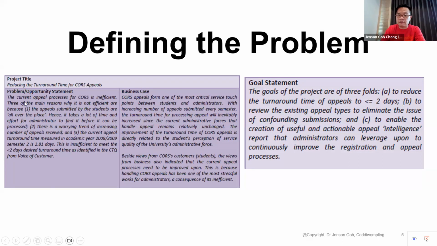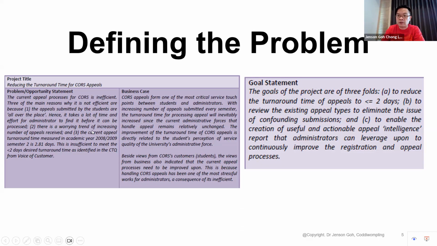So you can see from the problem statement, we say the current appeal process is inefficient. There are 3 reasons why it is inefficient. Number one, the appeals submitted by the students are all over the place, meaning students in the midst of panic start to send all the appeals or duplicate appeals to multiple appeal categories, and that takes a lot of time and effort for the administrator to find that particular appeal so that it can be properly processed.